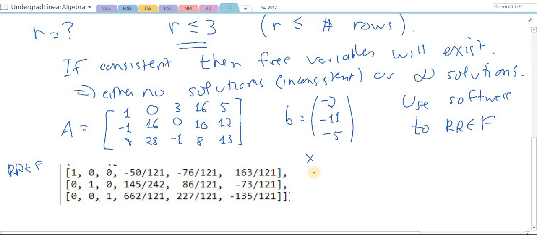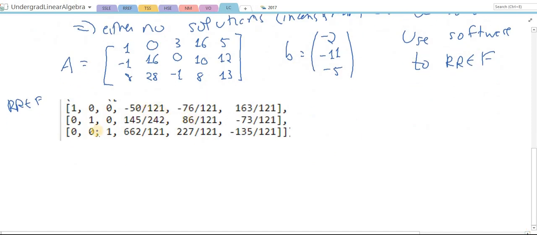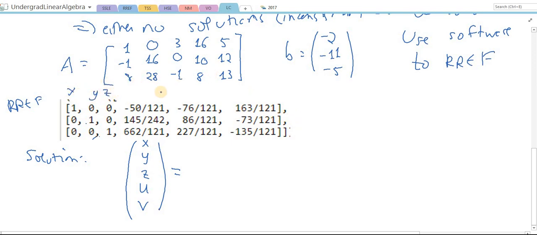So here let me just get some more space. I won't need to refer to the stuff above. So my solution is going to have 5 variables: x, y, z, u, and v. No w. All right. Now, how do you do this? This is the x column. This is the y column. This is the z column. This is the u column. This is the v column. This is the constant column.